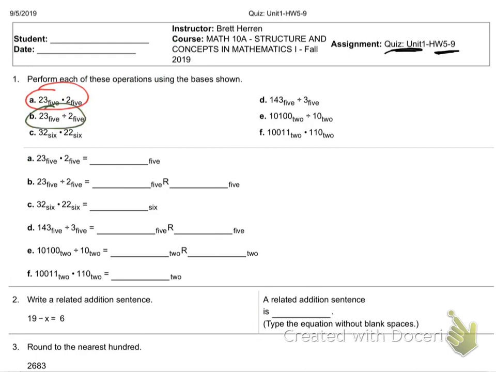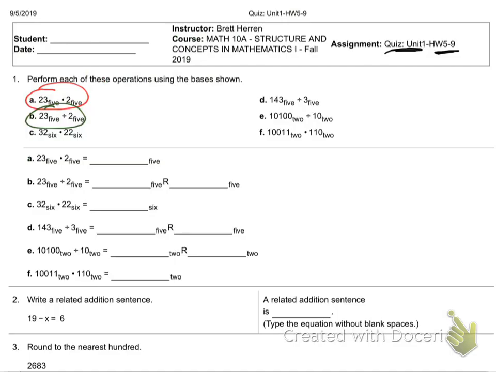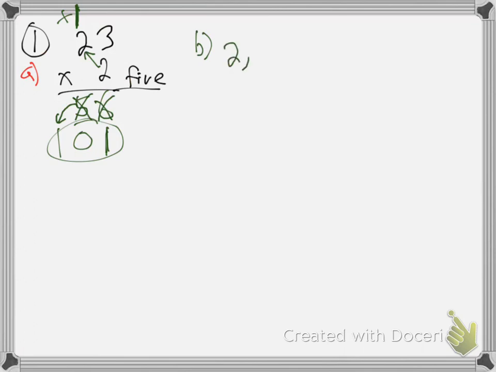23 times... Oh, that's the same question. That's funny. Oh, actually, that's a divide one, isn't it? Yeah, so that's divide. Okay. So now we'll come over here on part B. And 23 divided by 2 base 5, so 2 goes into 23, all in base 5.